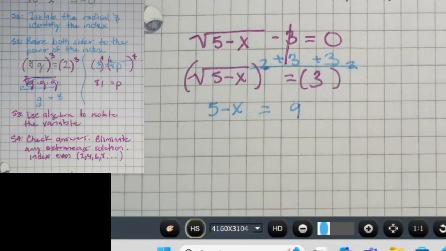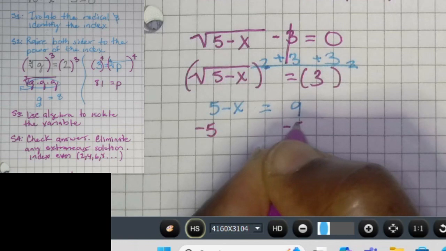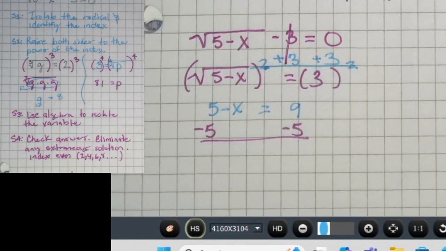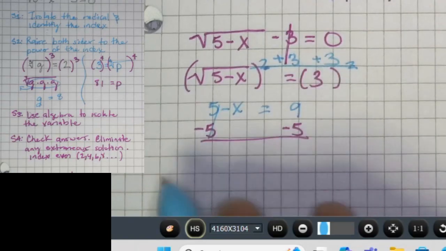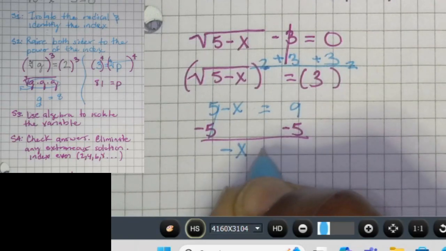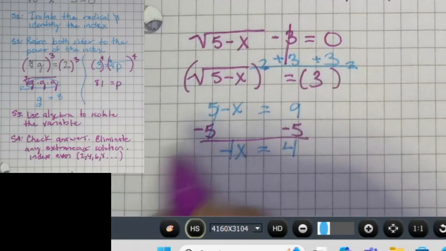Now we get the variable by itself. So we subtract 5 on both sides, move that constant term, and we're left with negative x. Remember, you cancel the 5, the negative x comes down, equals 4. Now we got to get rid of that negative x. Well, there's a 1 there. So we divide both sides by negative 1.